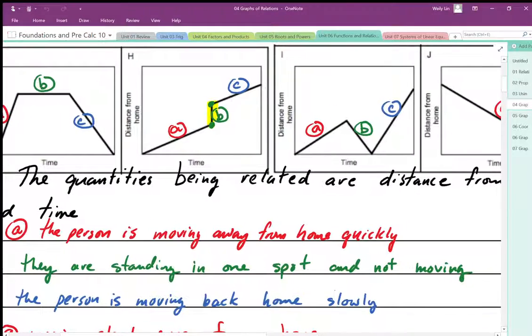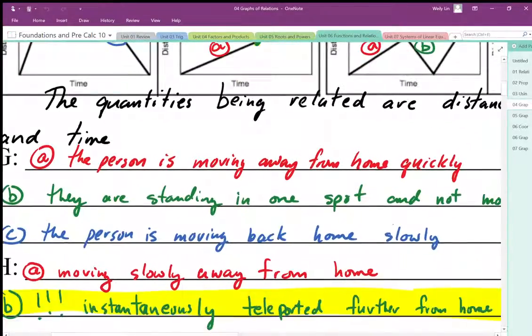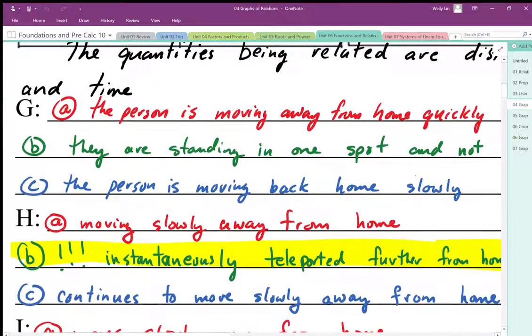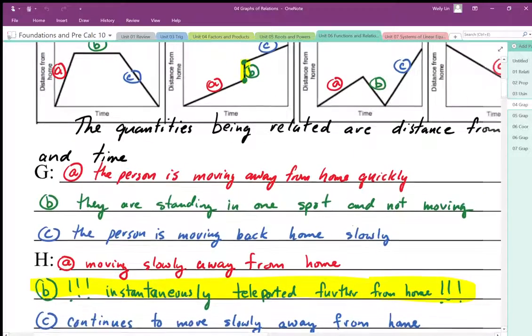Now, graph H is actually a problem. Let's take a look at how we would describe this. So we have part A here, part B is vertical, and part C is here. The slope of part A and C looks to be about the same. Looking at graph H, we can say that in part A, he's moving slowly away from home. That kind of makes sense. They're moving slowly away from home.